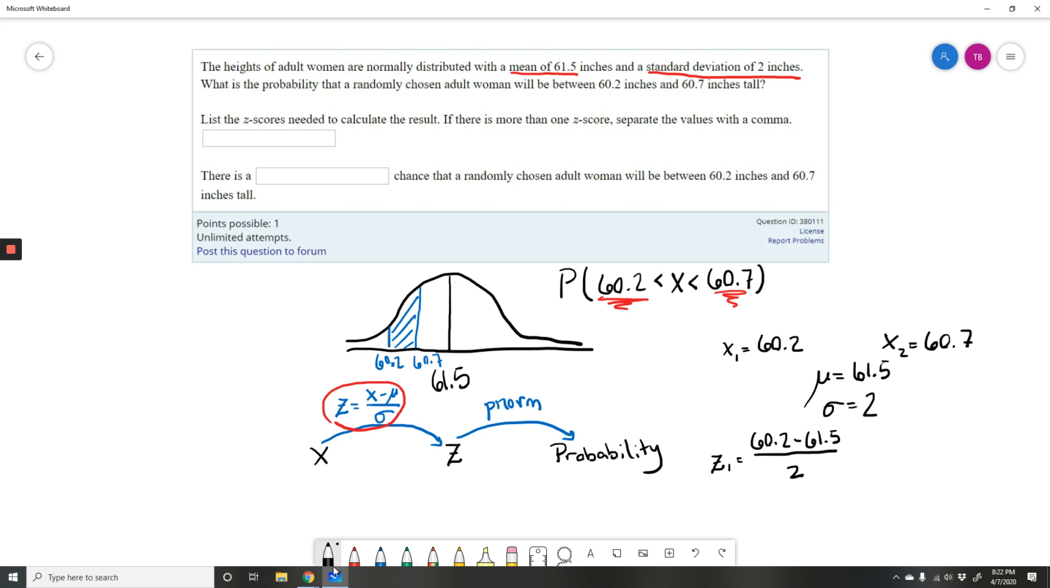And we're going to throw that into our notebook in a moment. Our second z is going to use our second x. So that's 60.7 minus 61.5 over 2. Okay. And notice the only thing that changed here was the x value. The mean and the standard deviation, the 61.5 and the 2, stayed the same for both calculations. Okay, so let's calculate that. Let's go to the notebook.